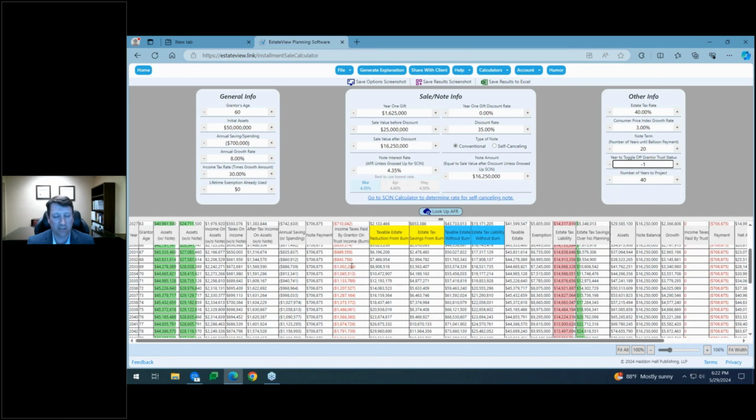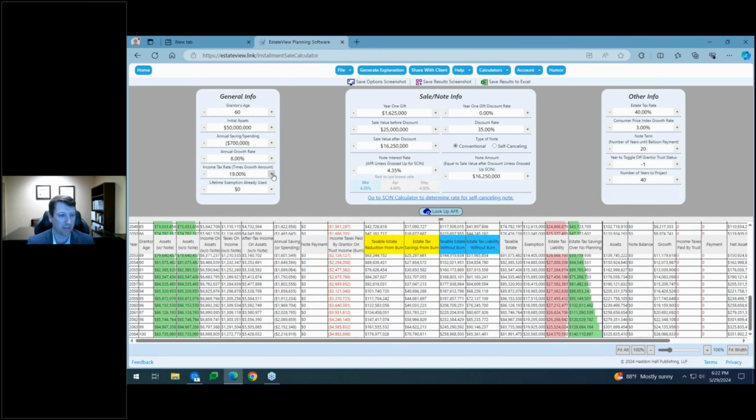If we say the income tax rate is not going to be 30%, it's only going to be 20%, because a lot of the growth is going to be in muni bonds. Well, then we have a very large estate tax bill at the end, so we could actually afford to sell more in this scenario. So it allows, again, for you to design the plan, keeping the grantor's retained assets in mind as you go through the number of different options that are available with an installment sale.